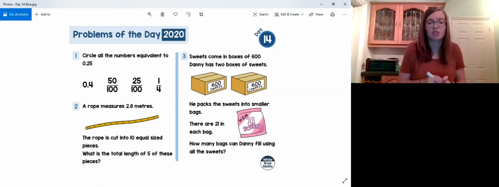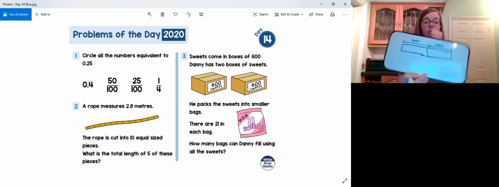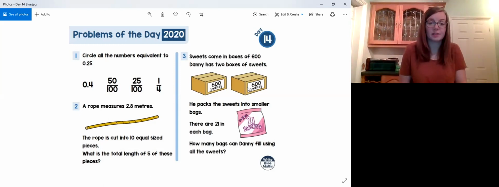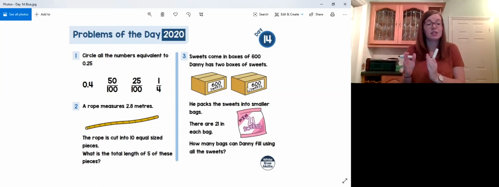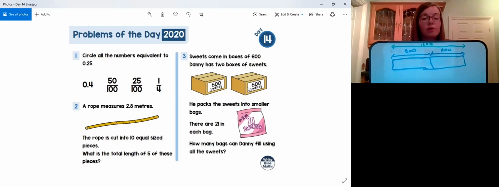Okay, so let's draw this out visually again. We've got one box here, which has 600 sweets in, and we've got another box the same size, which has 600 sweets in. So straight away, before labeling anything else, we could add a label for all of our sweets, couldn't we? Could do 600 plus 600. To make this easier, we're going to do 6 plus 6, which is 12. And then remember that we need to times our answer by 100, or shift our digits 2 place value columns to the left to give us 1,200.